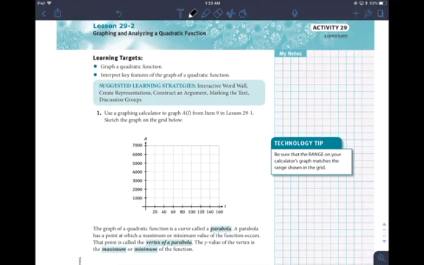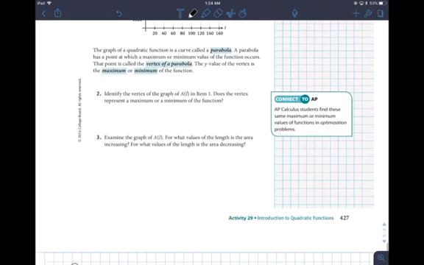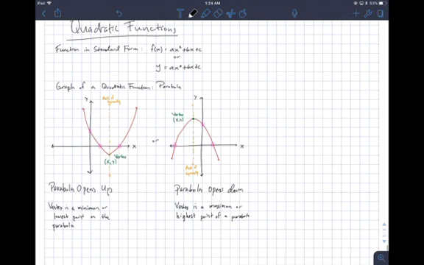Hey class, let's continue where we left off with quadratics. Just a reminder of what a quadratic is. Again, review the notes on this. What we're going to do next is put together different skills that we need in order to be able to graph a quadratic function.